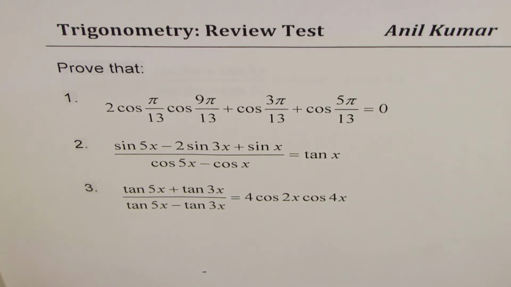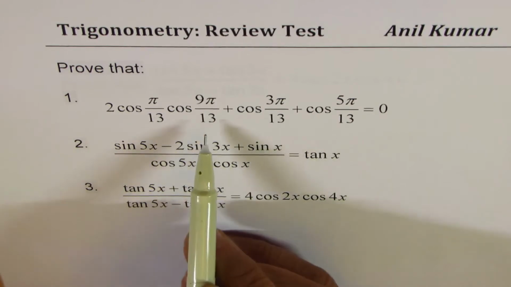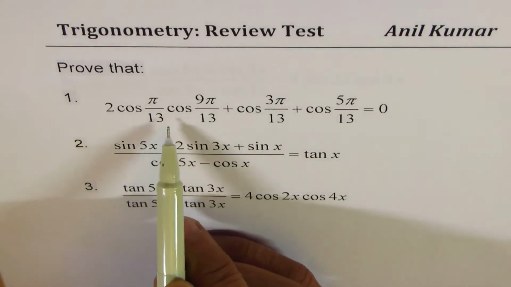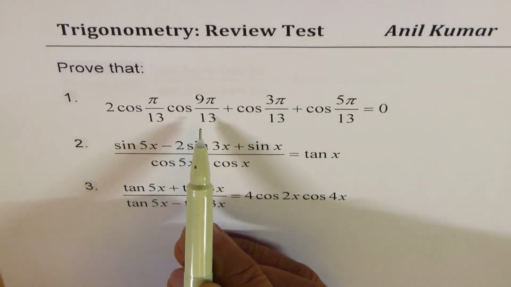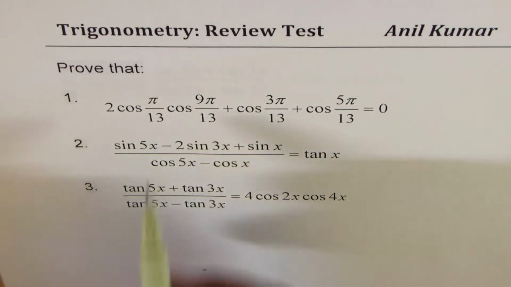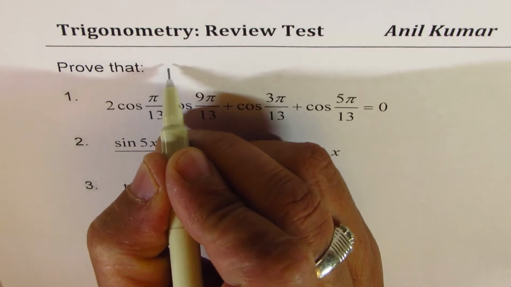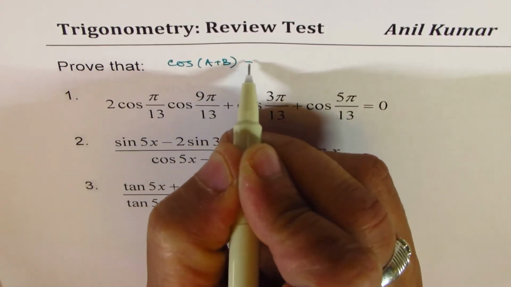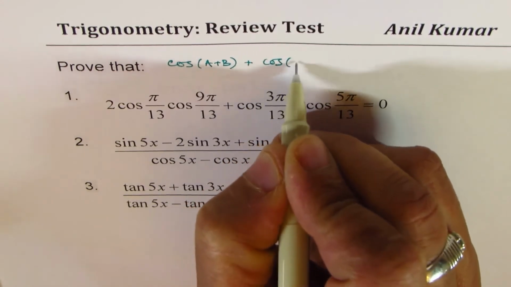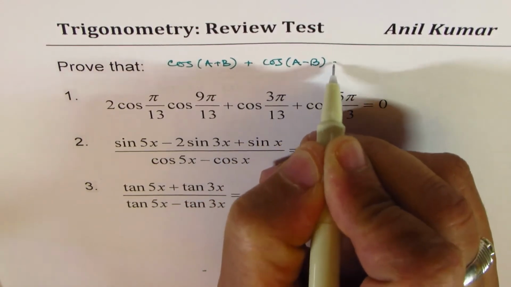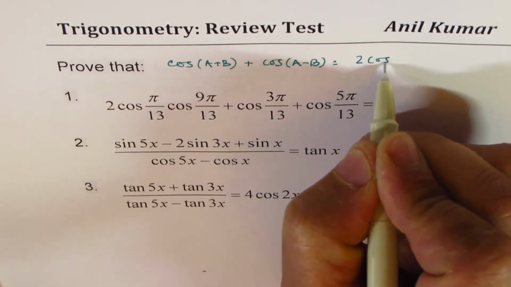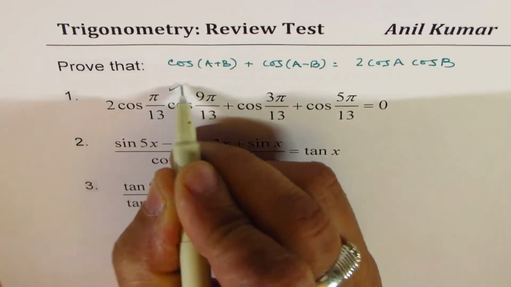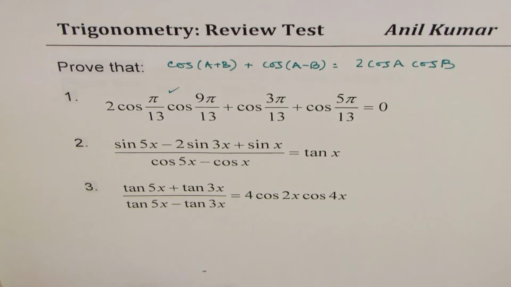To give you a hint, in the first you have an option. You can write this product cos A cos B using the formula, which I hope you remember. Let me write down the formula here for you, which is cos(A plus B) plus cos(A minus B) is equal to 2 cos A cos B, correct? That should help you to solve this particular question.